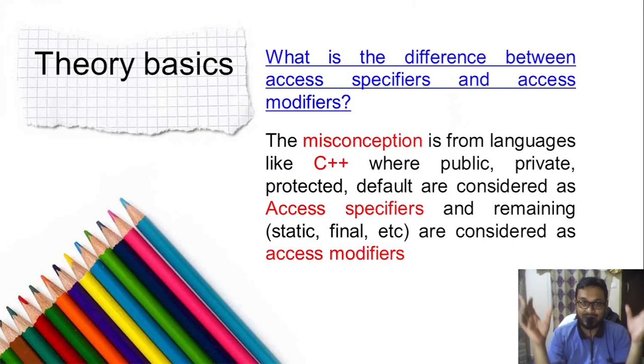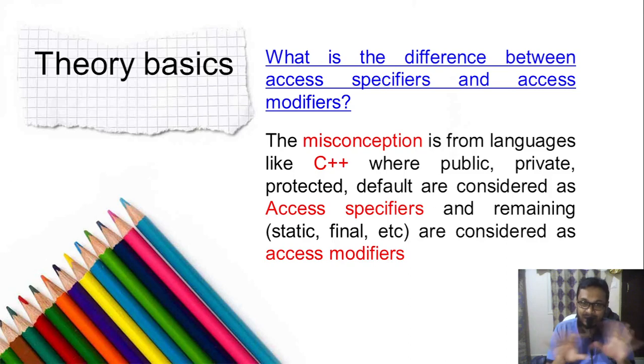This is a big confusion, a misconception that is widely there in the student community, especially for school kids and early college kids who are learning Java for the first time, especially those who have come from a C++ background, because in C++, public, private, default, protected are considered access specifiers, correct? And the access modifiers are static, final, and all those things. So in Java also we have static, final, right? So we try to differentiate with the same mentality, that okay, static and final are access modifiers, and public, private, protected, default are access specifiers.